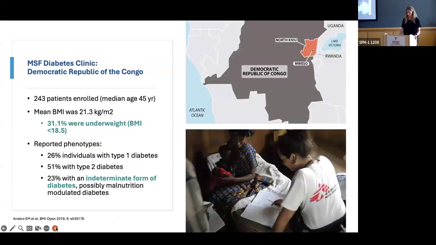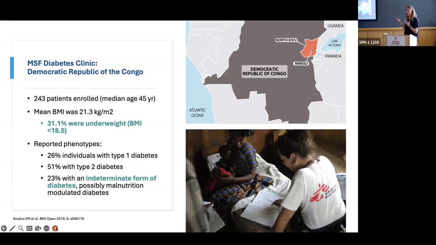I'll touch on this only very briefly, just to say that diabetes looks different in different settings, and providers are picking up on this and unsure as to how to manage this. So for example, this was in the Democratic Republic of Congo, Doctors Without Borders, or MSF, one of their diabetes clinics. They looked at 243 patients that were enrolled within their diabetes clinic. Average age was 45, but the mean BMI of that cohort was 21. That's a low BMI. 31% were underweight.